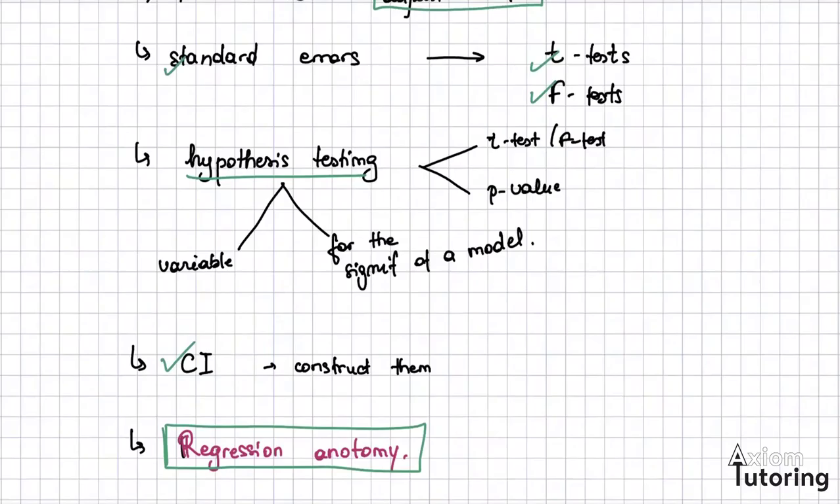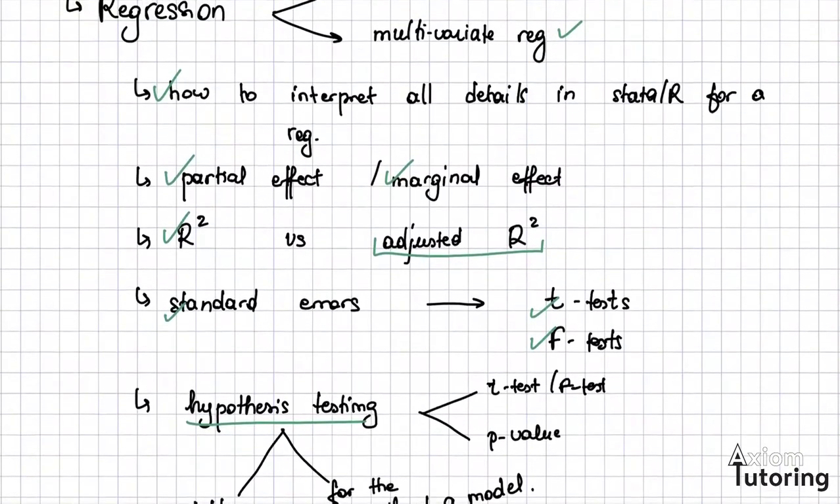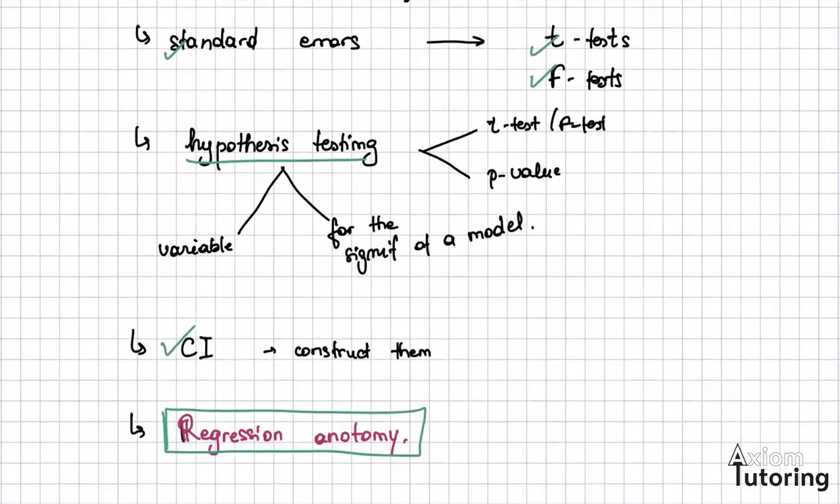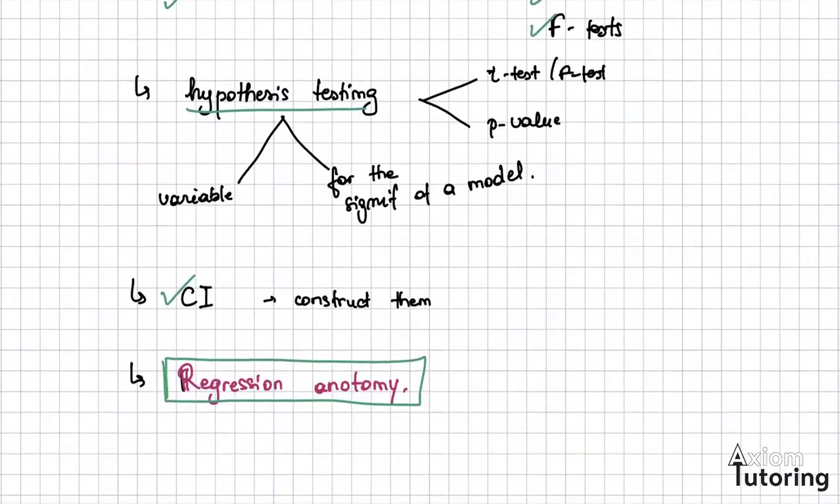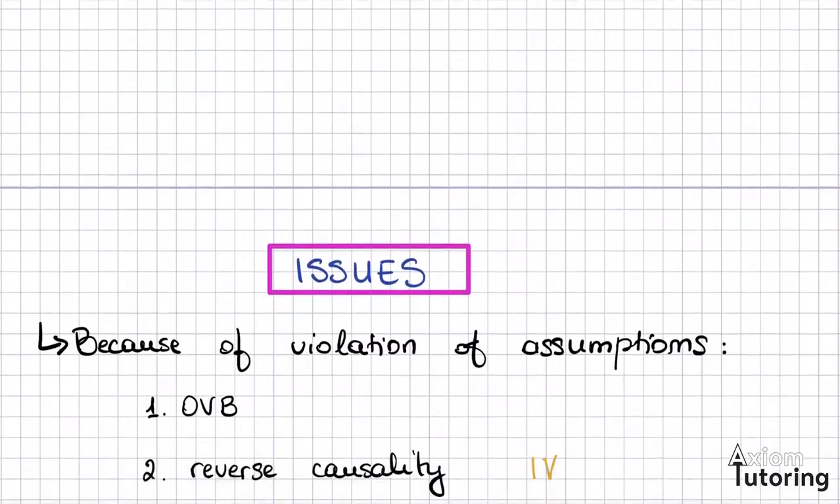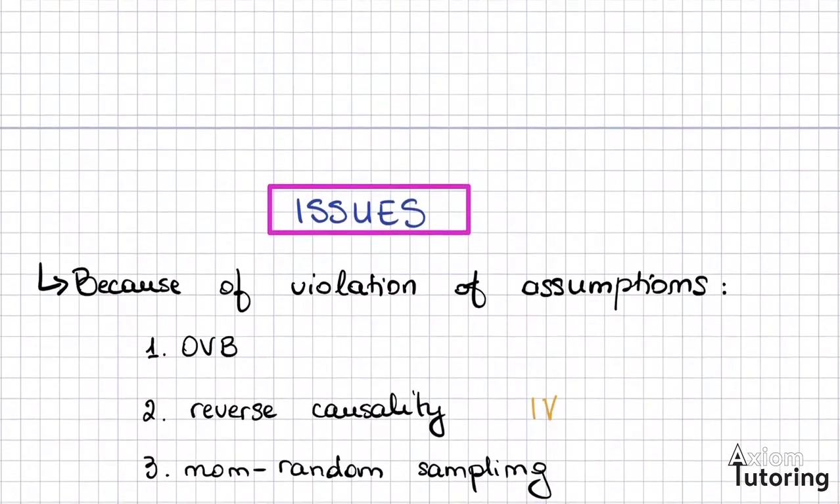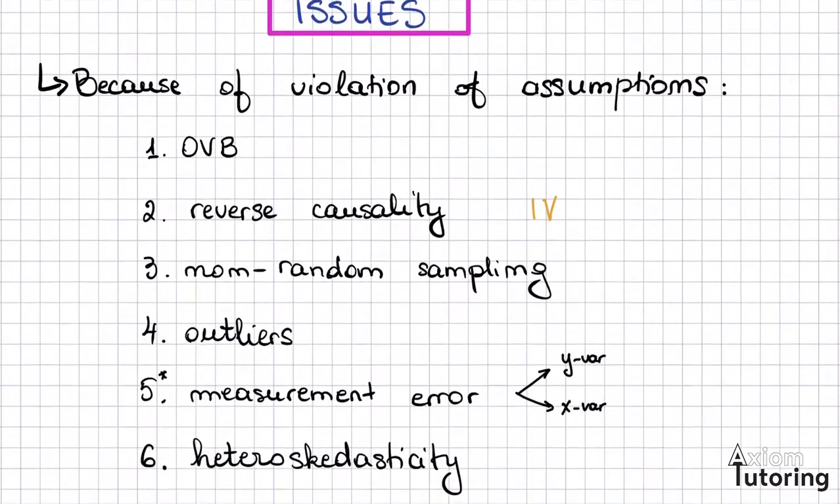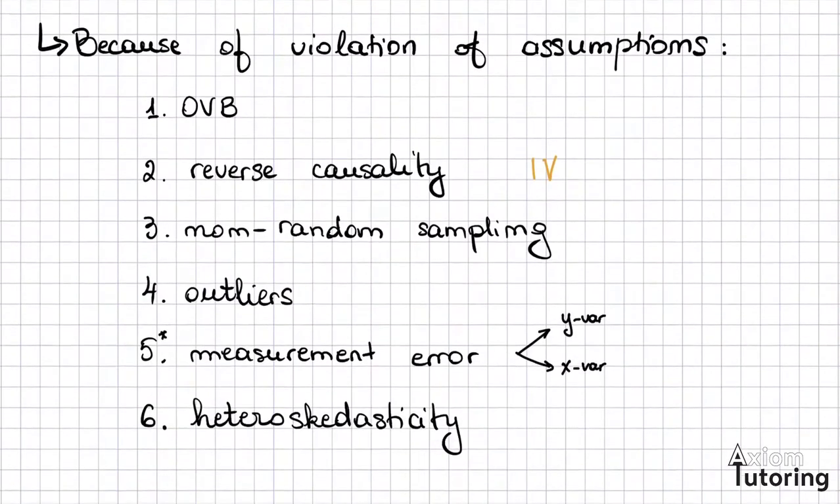And that means that all of these things that we have learned so far on how to interpret all the details from coefficients to hypothesis testing, they will change depending on the kind of problem that we have. And there are mainly six issues that we see because of the violation of the OLS assumptions. That include omitted variable bias, reverse causality, non-random sampling, outliers, measurement error, which can come either in the shape of measurement error in the Y variable or X variable, and finally, heteroscedasticity.